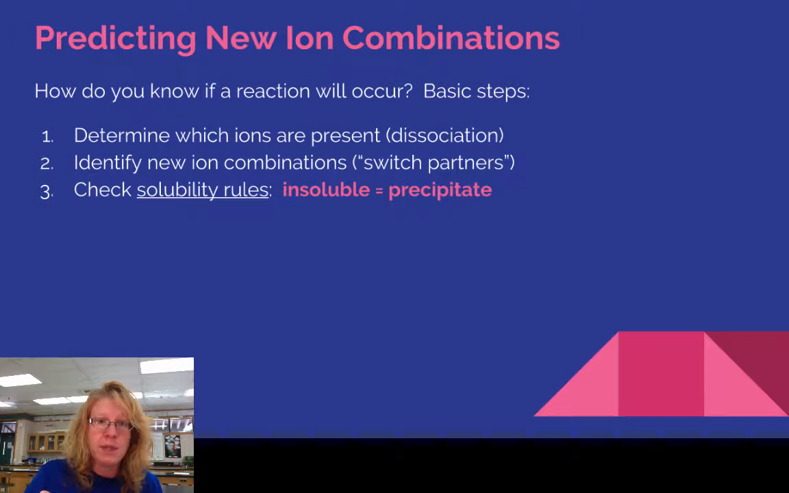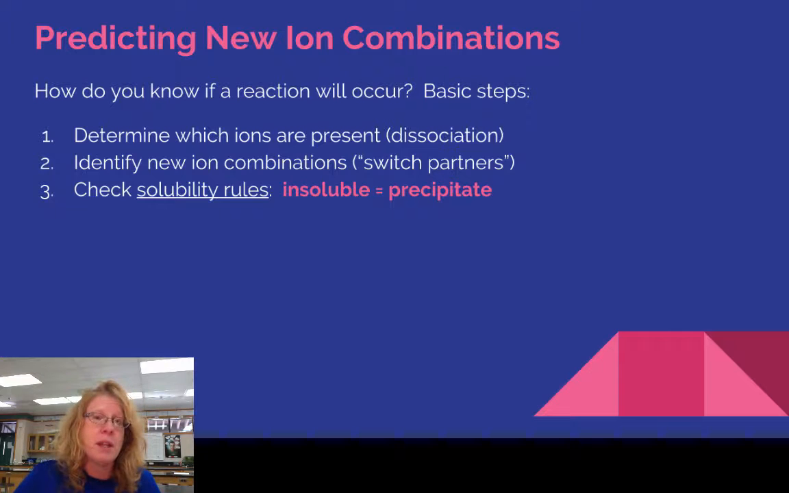So here's the basic series of steps. Number 1, do your dissociation, figure out which ions are present. Number 2, do the switching partners. Well, this came with here, it could go with that one, or this one could meet this one. You do the new ion combinations. Mix and match, it's called double displacement, but figure out the new pairs that could form.